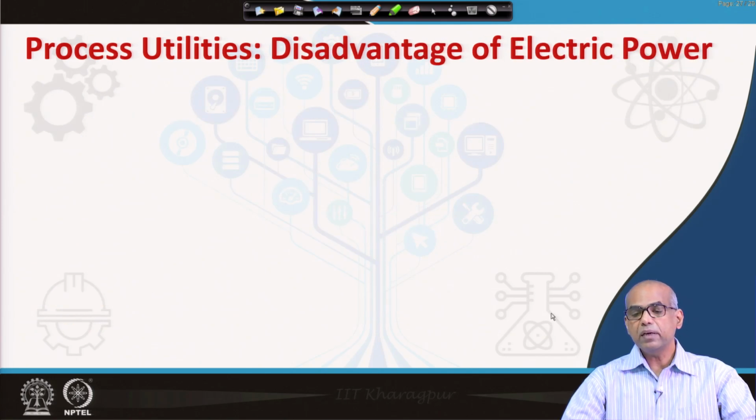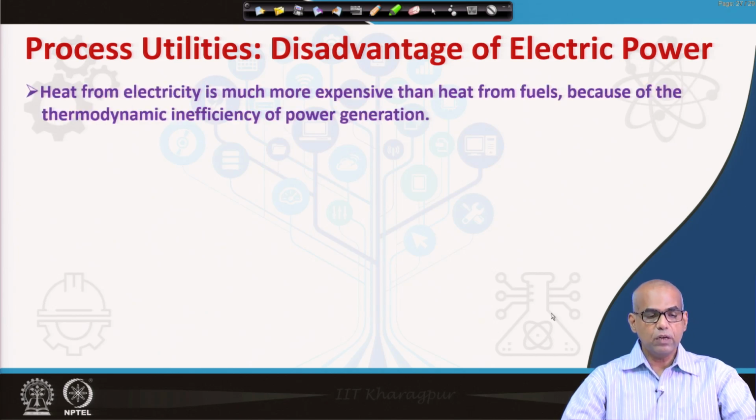There are certain disadvantages of using electric power. Heat from electricity is much more expensive than heat from fuels because of the thermodynamic inefficiency of power generation.